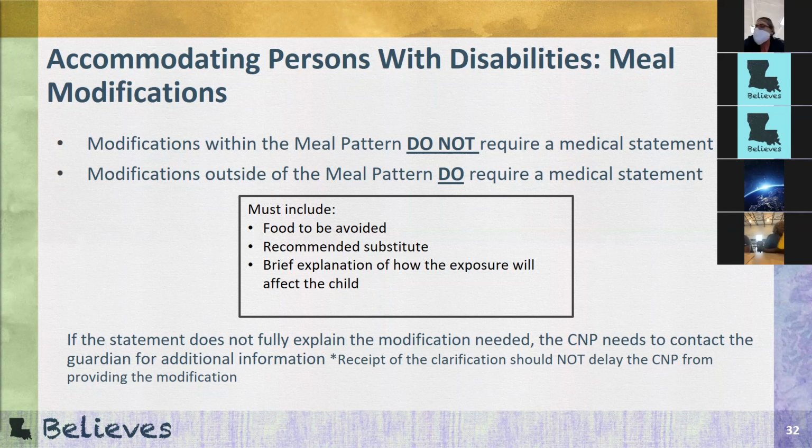In the state of Louisiana, a licensed medical provider includes a medical doctor, physician assistant, or a nurse. So a statement from a registered dietitian or signed by a registered dietitian or a registered nurse cannot be accepted. The medical statement must include information about the child's impairment and how it restricts the diet, an explanation of what must be done to accommodate the disability, and the foods to be omitted and the recommended alternatives.